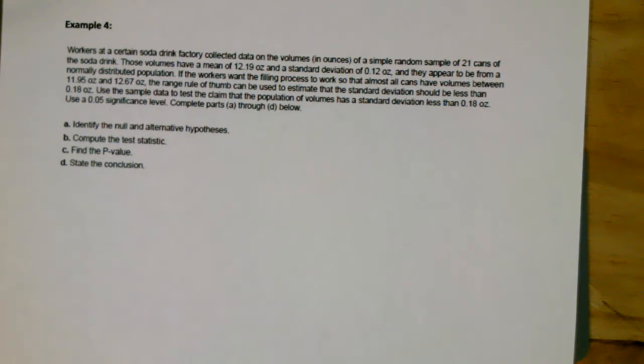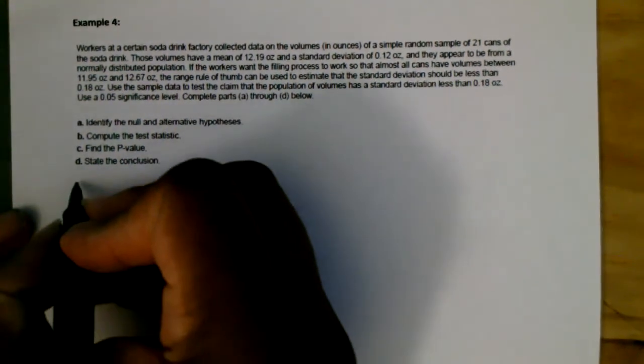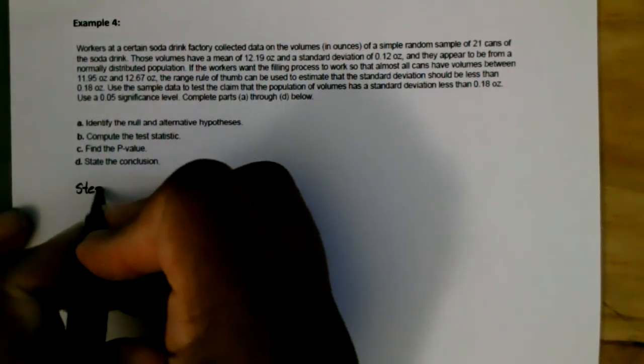So again, that 8-step procedure will be used here to answer parts A, B, C, and D. All right, so let's start with the first step. Writing the original claim in symbolic form.